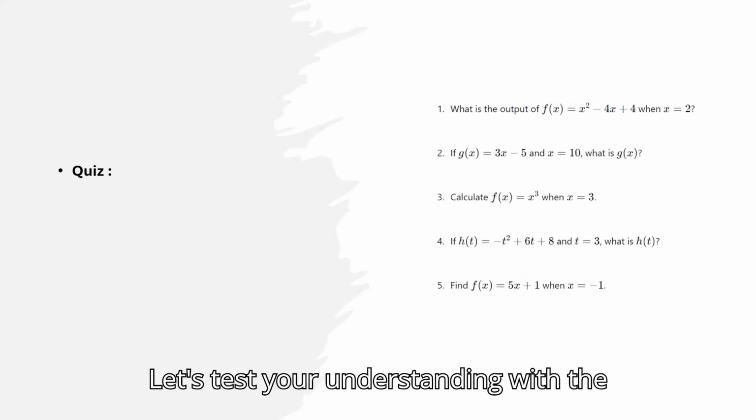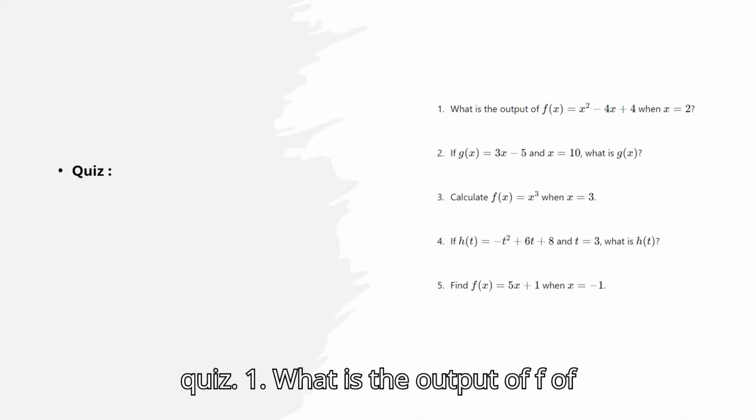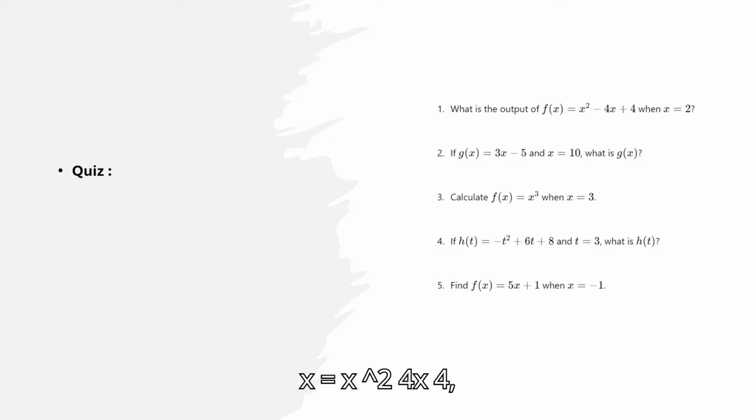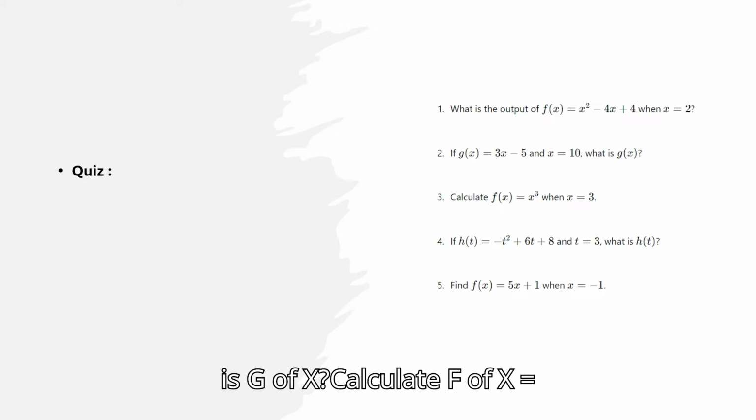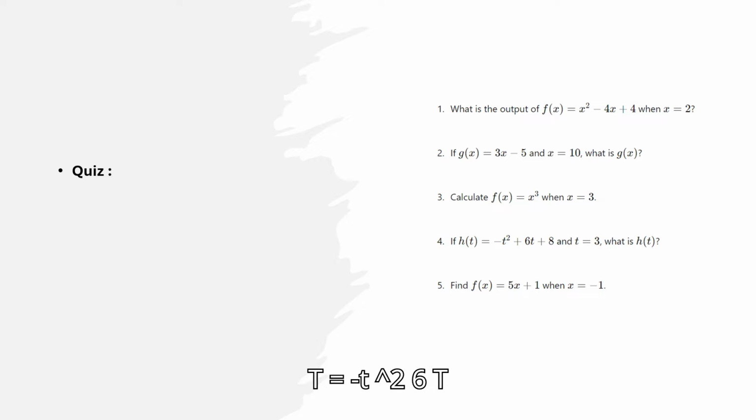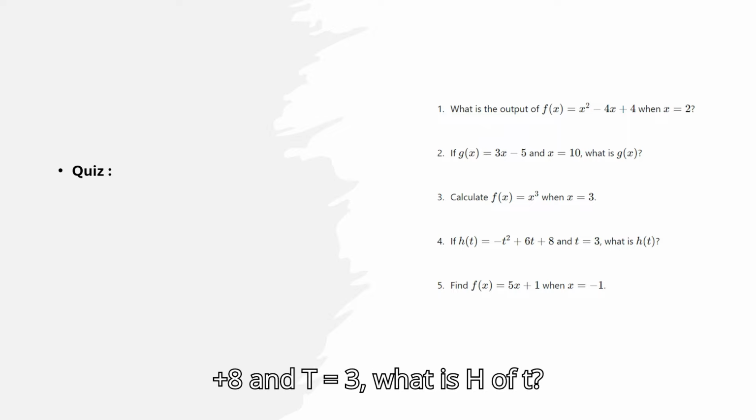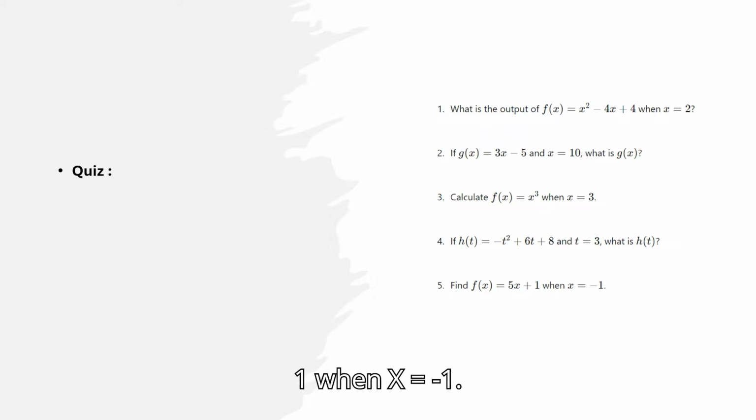Let's test your understanding with the quiz. 1. What is the output of f of x equals x squared minus 4x plus 4 when x equals 2? 2. If g of x equals 3x minus 5 and x equals 10, what is g of x? 3. Calculate f of x equals x cubed when x equals 3. 4. If h of t equals negative t squared plus 6t plus 8 and t equals 3, what is h of t? 5. Find f of x equals 5x plus 1 when x equals negative 1.